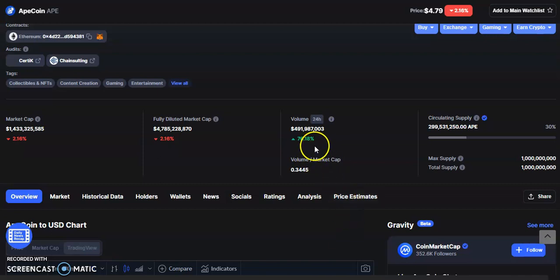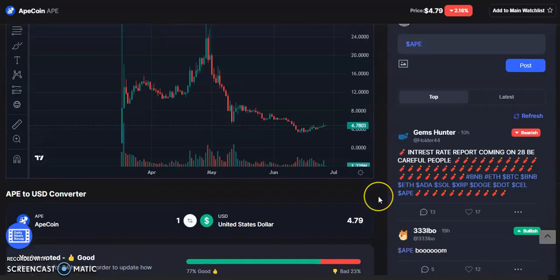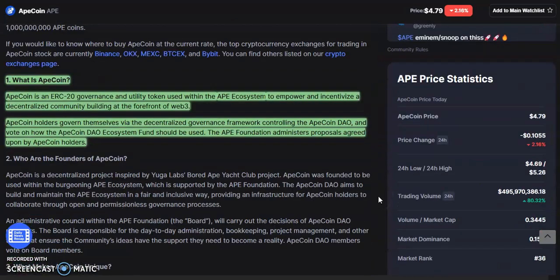We got 76% up in volume. That's important for those scalpers, for those traders, right? Of course, none of this is financial advice. I'm also going to get everybody up to date on what is Apecoin, and then we'll do that deep dive.